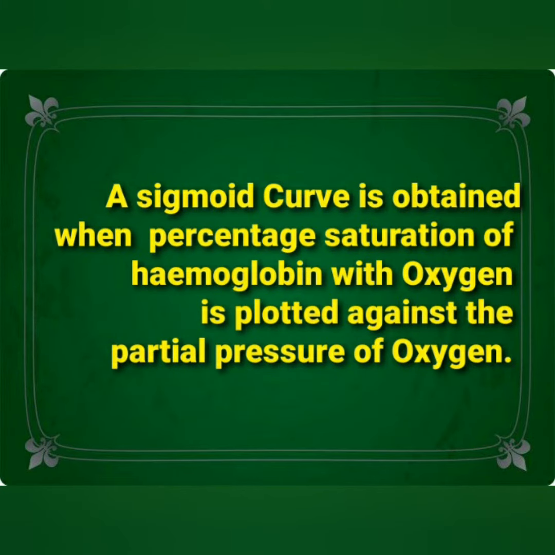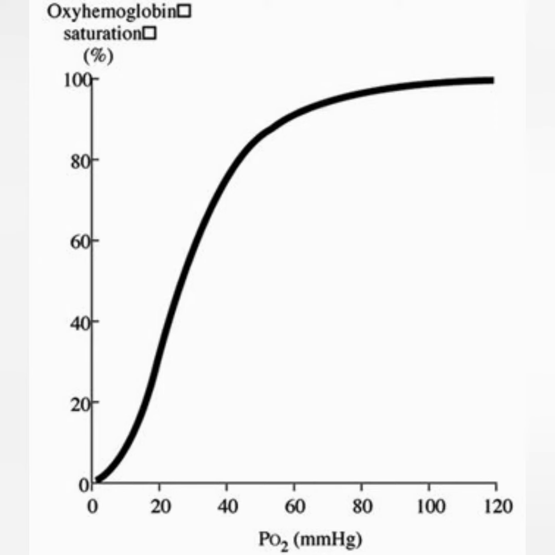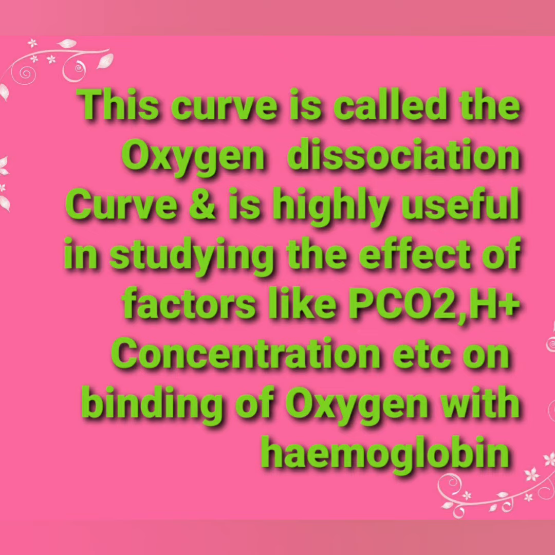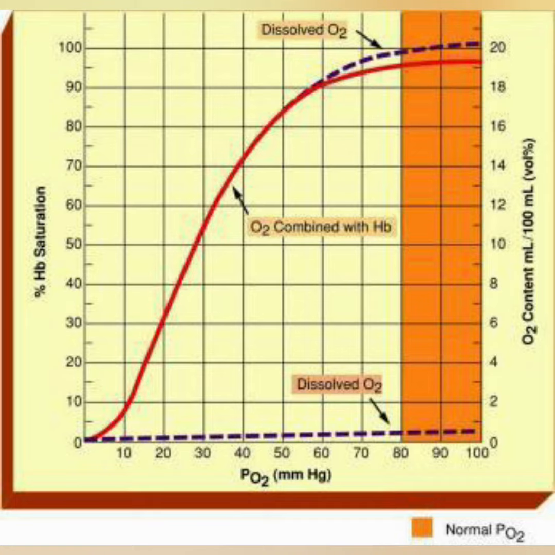A sigmoid curve is obtained when percentage saturation of hemoglobin with oxygen is plotted against the partial pressure of oxygen. Here you can see the sigmoid curve. This curve is called the oxygen dissociation curve and is highly useful in studying the effect of factors like partial pressure of carbon dioxide, hydrogen ion concentration, etc. on binding of oxygen with hemoglobin. Just observe this beautiful diagram of the oxygen dissociation curve.